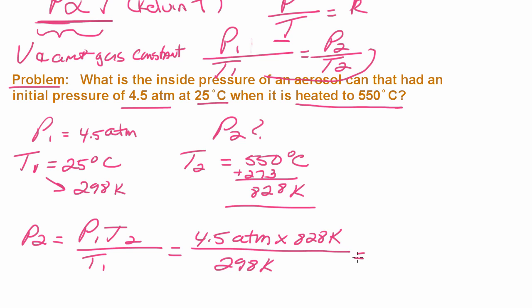And then let me go ahead and do the calculation here. And that gives us a pressure of 12.5 or 12 atmospheres. So as we would expect, when we heated up that can, the pressure increased according to Gay-Lussac's law.